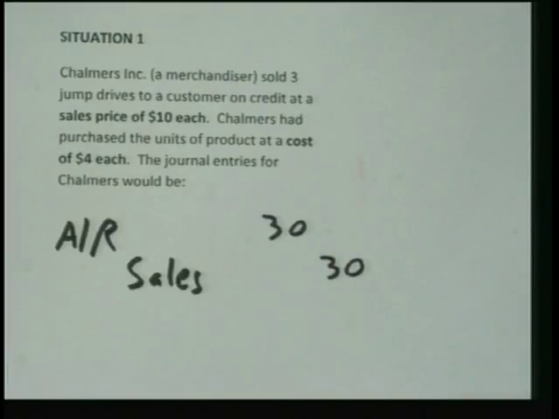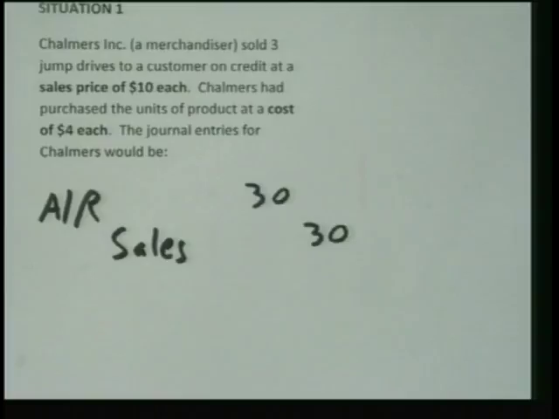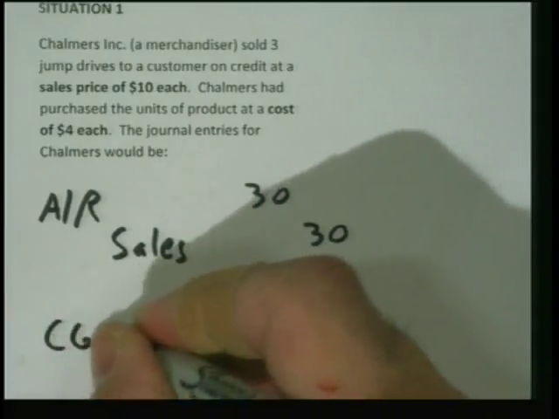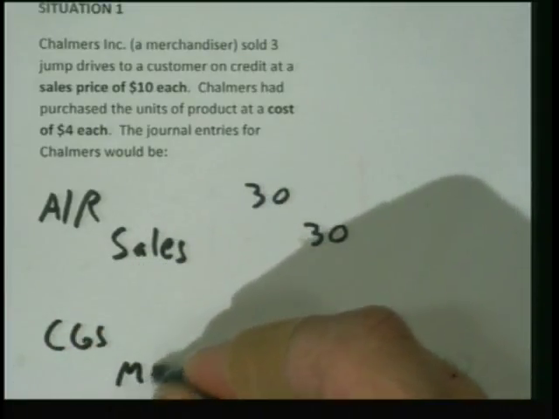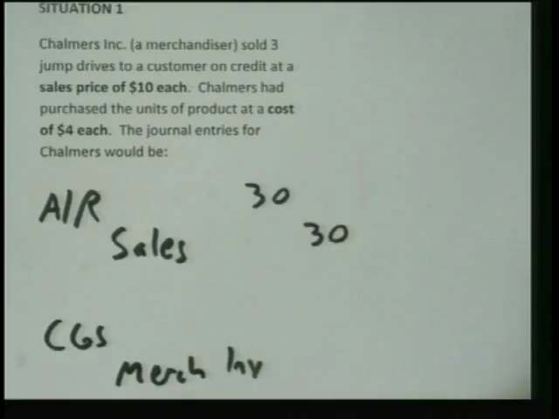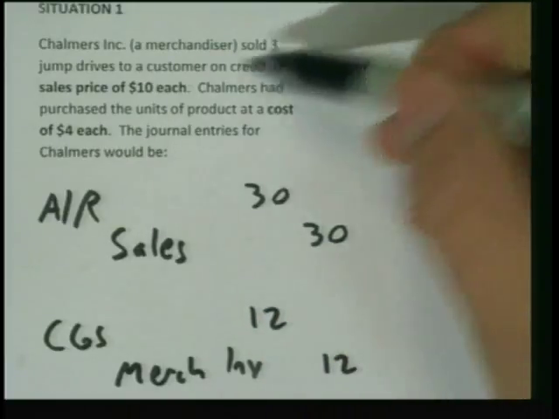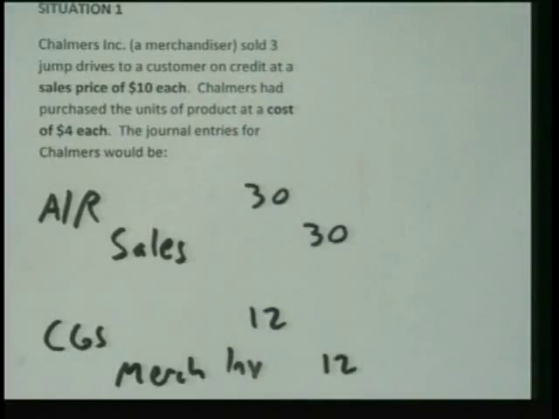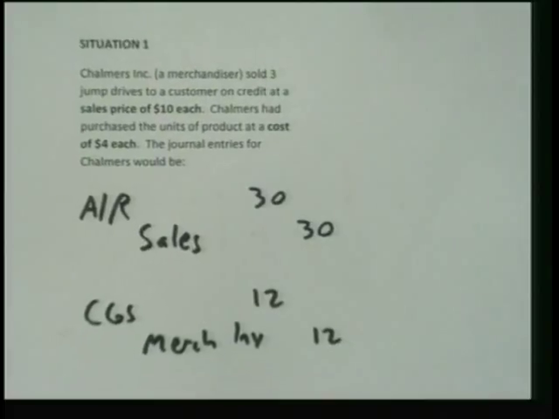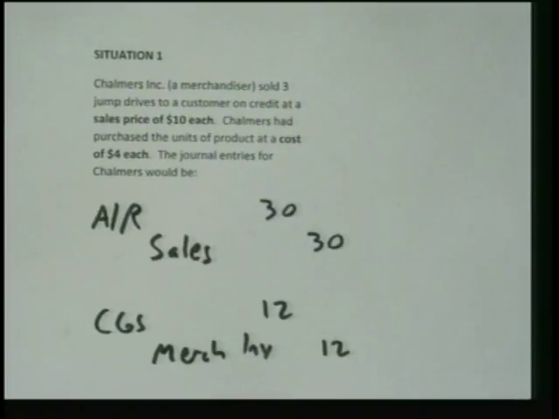All right. Now, we also have another journal entry, though, don't we? We have to debit cost of goods sold and credit merchandise inventory for how much? A total of 12, which is 3 times the cost of $4 each. Okay? So not too hard a situation there, right? That shouldn't be blowing your mind. All right? Okay, now let's look at situation 2, which is going to be a little different.